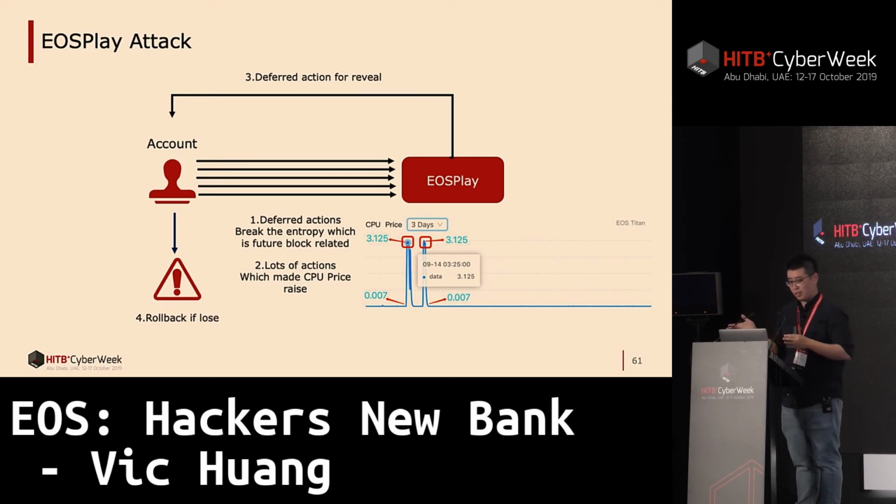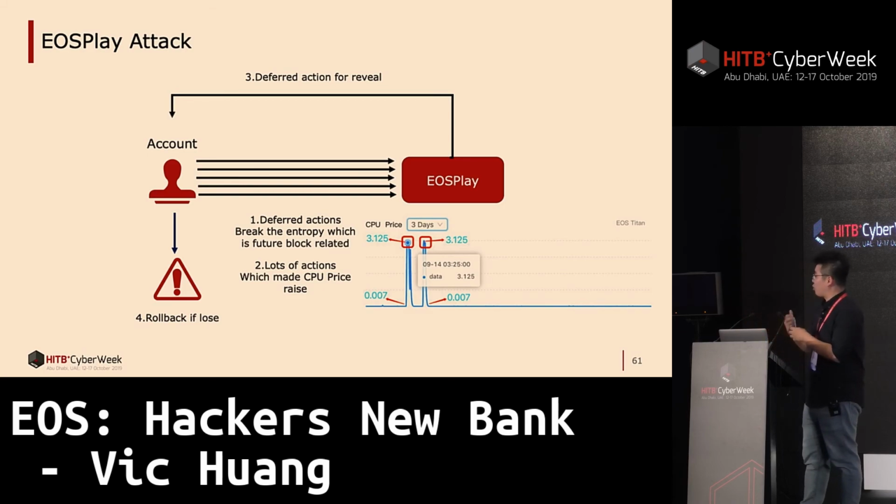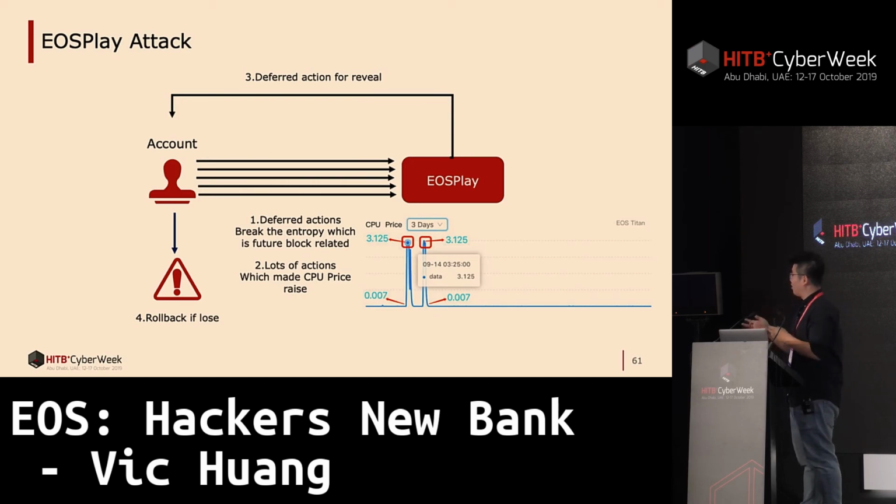And here's the attack that just happened in September. They used the REX. The REX is a kind of resource exchange meant to prevent transaction congestion. So they bought a lot of cheap CPU and net, and sent a lot of different transactions to the vulnerable contract. So the rival's deferred actions will be predictable in some block in the future.